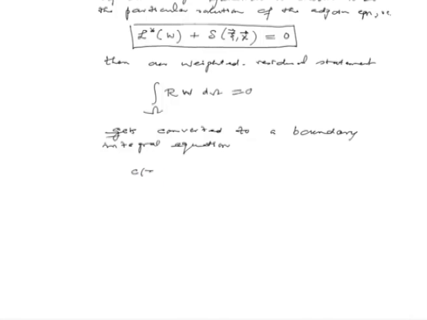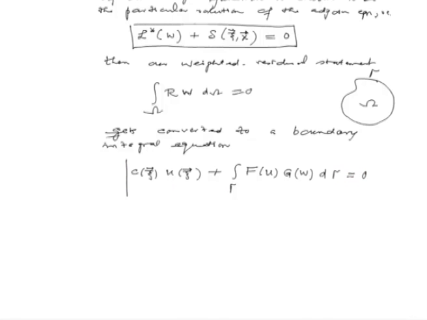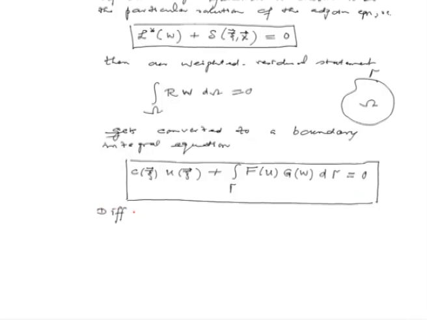Equation which we can write as C xi U xi plus integral over the domain boundary gamma. So this was a problem domain omega, gamma denotes its boundary, and we will have a set of differential operators: F u, G, W, d gamma is equal to 0. Now these differential operators F and G would depend on operator L.